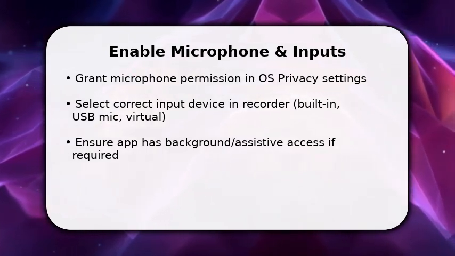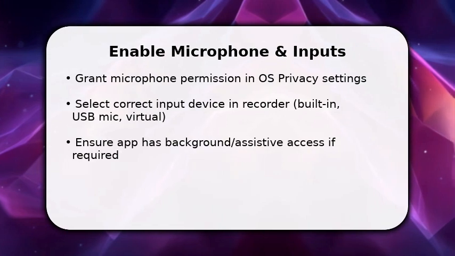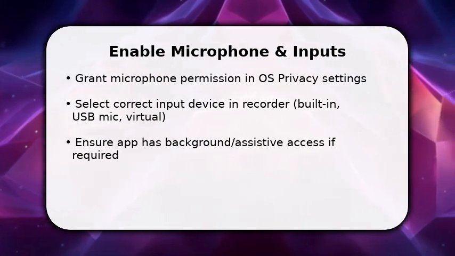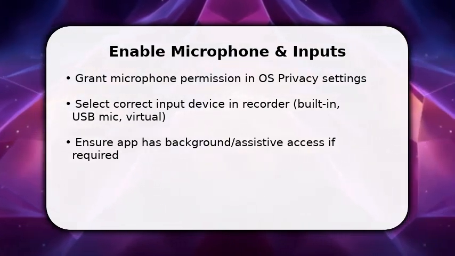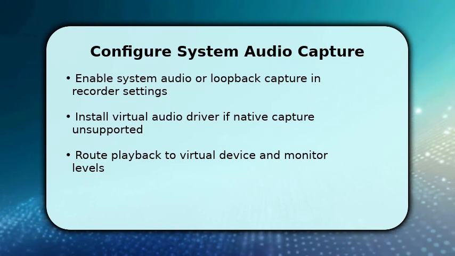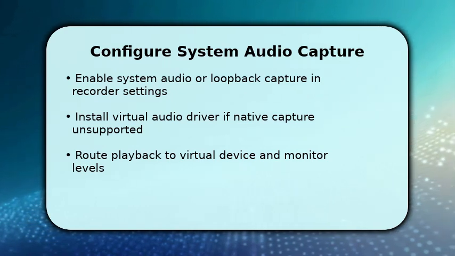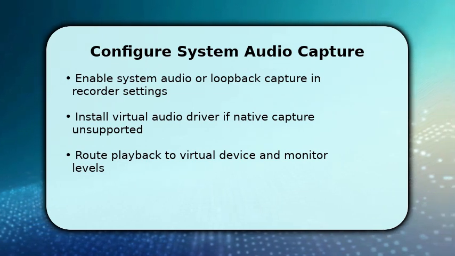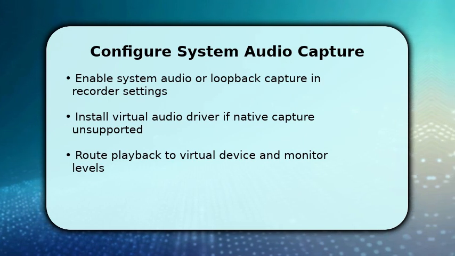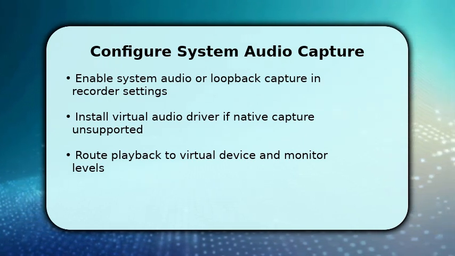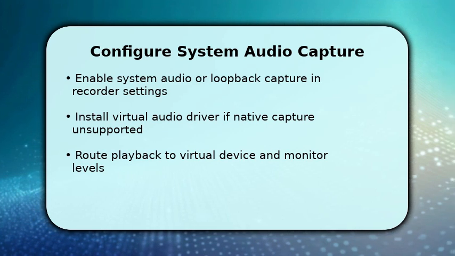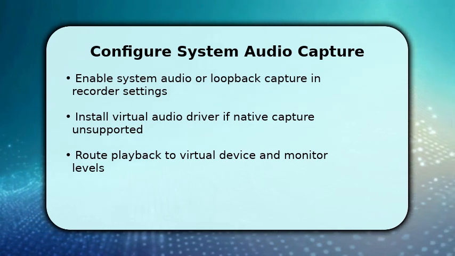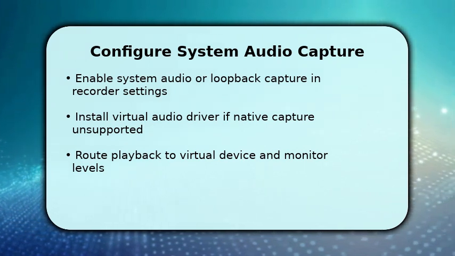While you're here, unmute and raise input gain to a safe test level so you can hear whether audio captures immediately. Now route the system sound into the recorder. If your app supports system audio, enable that feature. Otherwise, install a virtual audio driver or loopback tool and set playback to that virtual device. Next, set the recorder's input to the same virtual device so desktop audio and mic feed into one track.